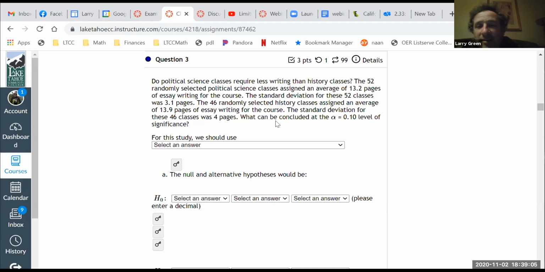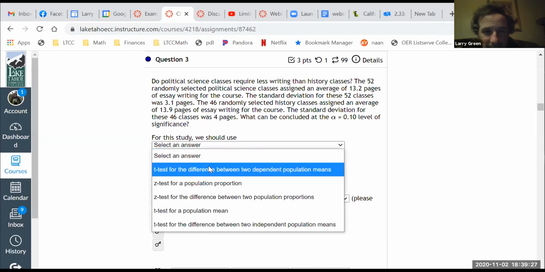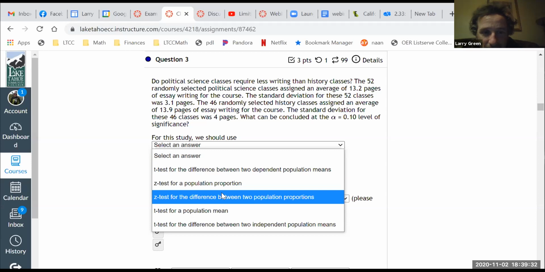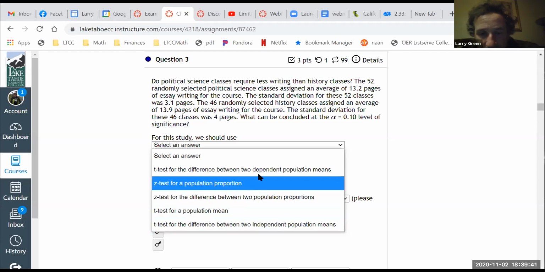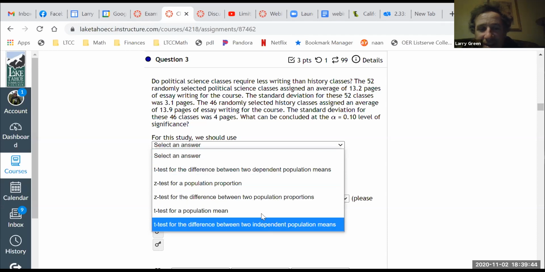So that's important. This is a quantitative survey question. And notice that there are 2 groups: the group of political science professors and the group of history professors. Do you see that? So we have 2 groups, a quantitative survey question, and we're comparing the 2 groups. Now we have a lot of choices. A T-test for the difference between 2 dependent population means. A Z-test for a population proportion. A Z-test for the difference between 2 population proportions. A T-test for a population mean, or a T-test for the difference between 2 independent population means. Which one of these is it?